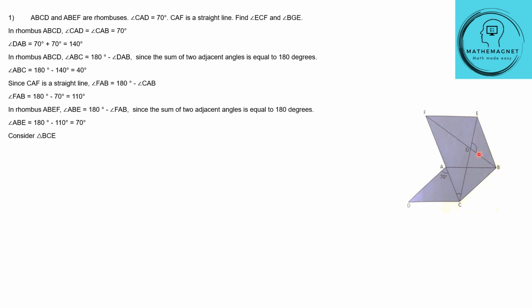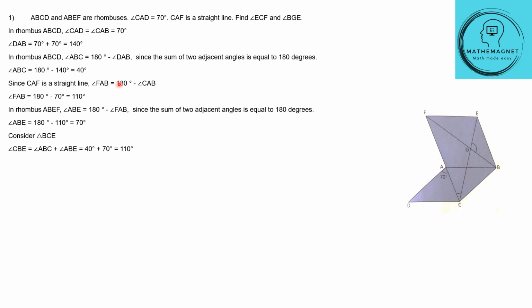Now we are going to look at the triangle BCE. In this triangle, we know the angle at point B. We know angle ABE, which we just found as 70 degrees, and we also know angle ABC, which we found as 40 degrees. So angle CBE will be equal to ABC plus ABE, which is 40 degrees plus 70 degrees, which is equal to 110 degrees. Now we know angle CBE is 110 degrees.